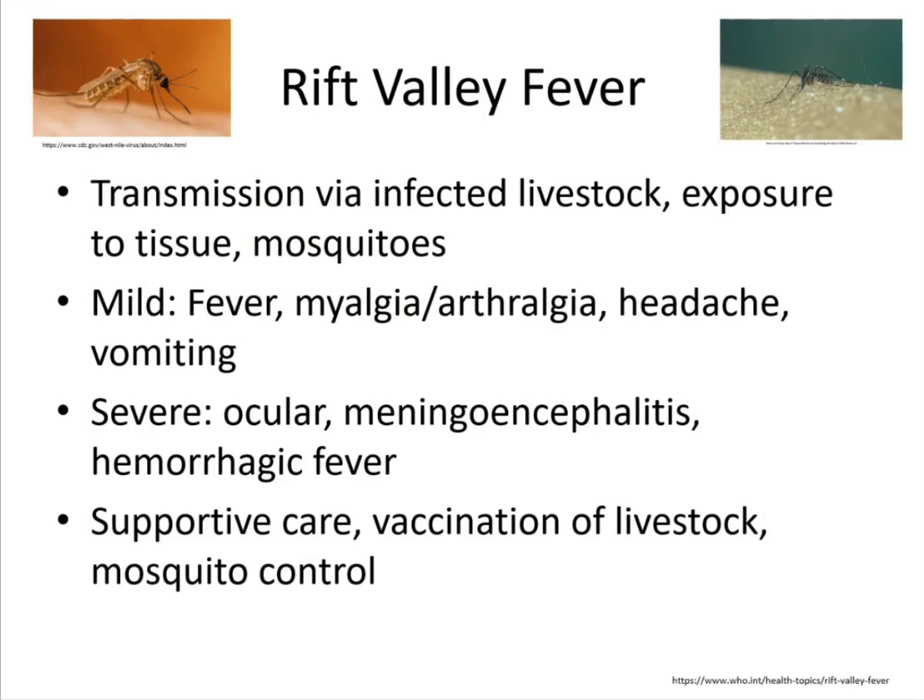Transmission. This one is both zoonotic and vector-borne, so it can be transmitted through exposure to tissue of infected livestock, and also by mosquito bites. Presentation usually mild. Fevers, body aches, non-specific symptoms. You can have severe forms, which can manifest with an ocular form, eye involvement, meningoencephalitis, and hemorrhagic fever. Supportive care, vaccination of livestock, and mosquito control.